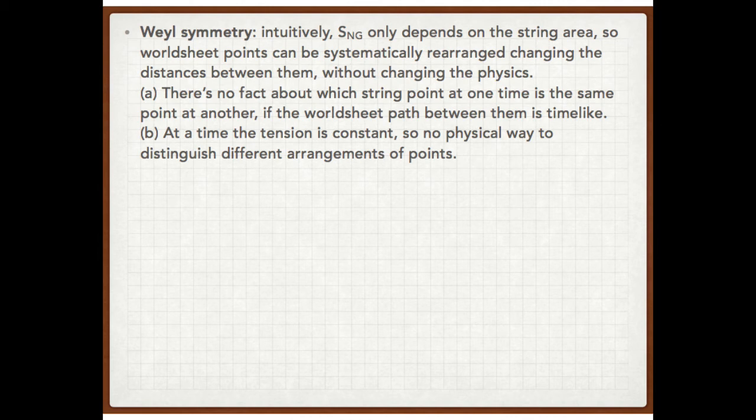In short, any point of the string at one time could be re-identified with a point at any other time, and so I'm free to, if I think this point is the same as this one, that's space-like, that's time-like to it, I'm free to move the later one anywhere I like without changing the physics. There's no fact about how it's related to this one other than being time-like. Because I'm just going to move it along the worldsheet without changing the shape of the worldsheet, so without changing the space-time area.